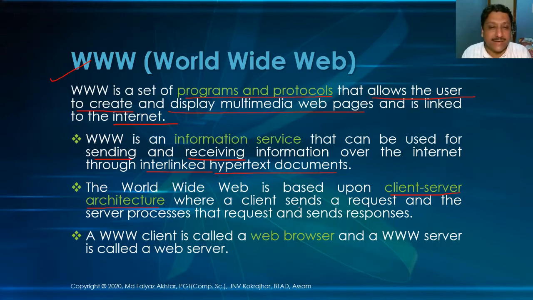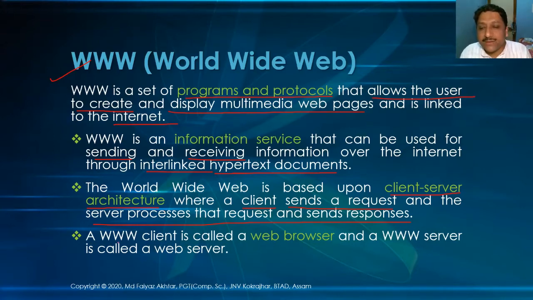where a client sends a request. What does a client do? The client sends a request and the server processes that request and sends responses. How can we send a request? By clicking on a hyperlink or hypertext or some pictures or some menu options. When we click on them, it sends a request to the server and the server responds with that particular material, that particular information. So it is based on client server architecture.